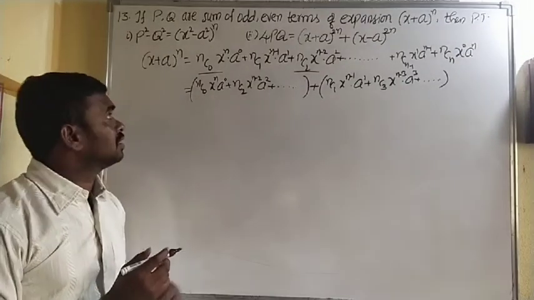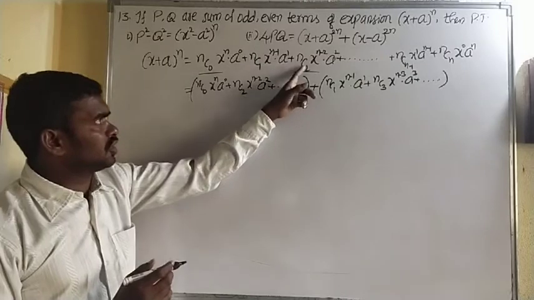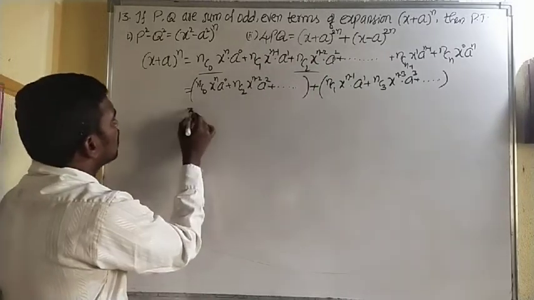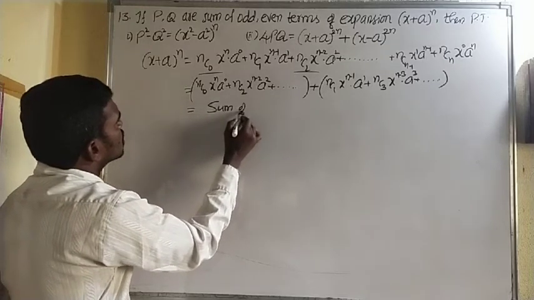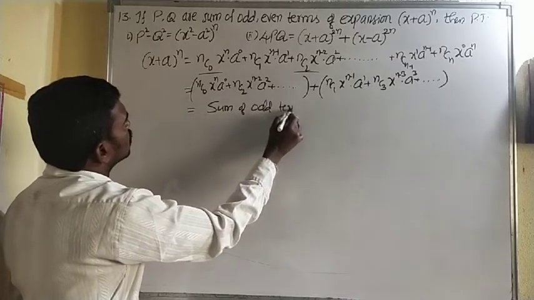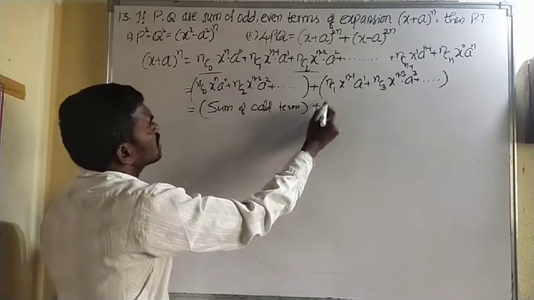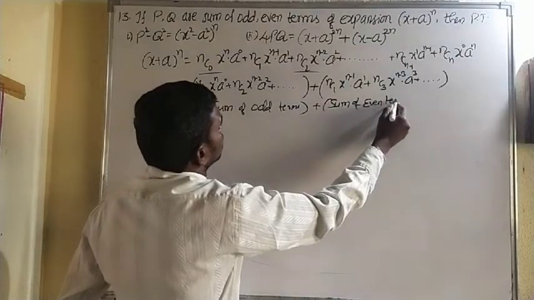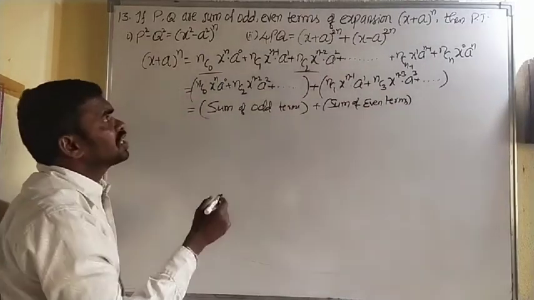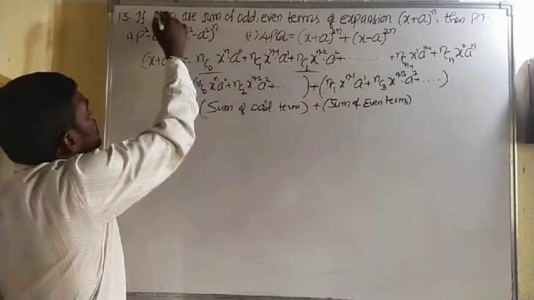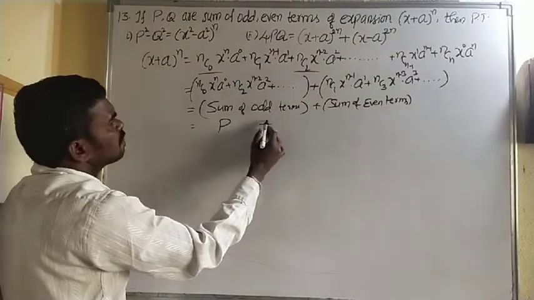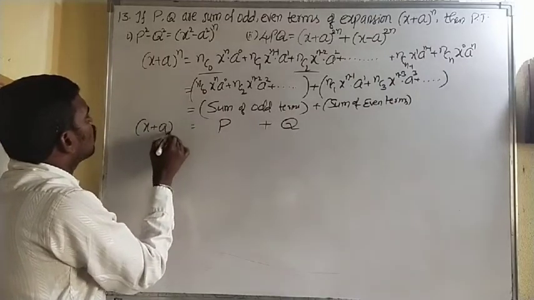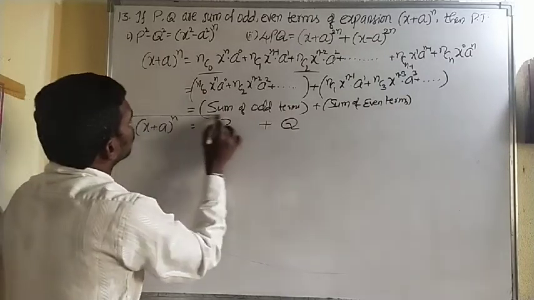Okay, did you get clarity? First term, third term, so and so are taken as odd terms. So this is the sum of odd terms. And what about the plus? The remaining is the sum of even terms. Am I right? So already in the question it is given that the sum of odd terms is capital P, and plus means plus, sum of even terms is capital Q. So we got it as (x plus a) whole power n is equal to P plus Q.